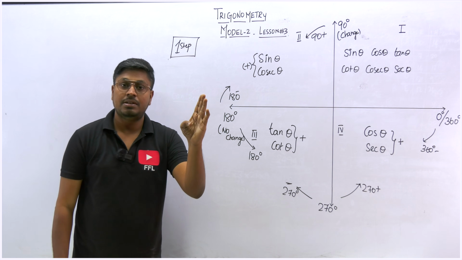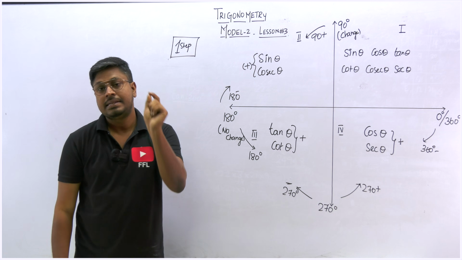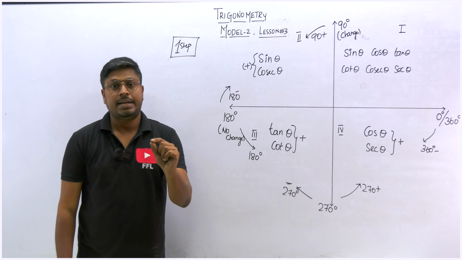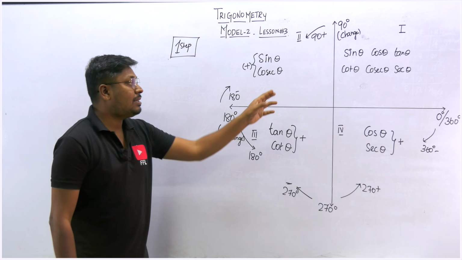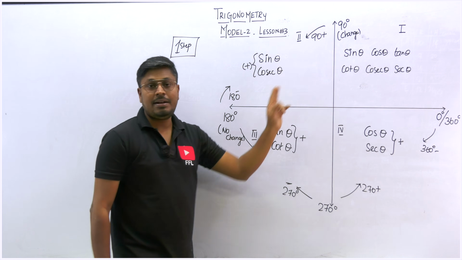All values are positive in the first quadrant. Second quadrant, Silver, starting with the letter S, which means sine, and its opposite will be cosecant. So these two will be positive. Other than these two, all the remaining trigonometrical angles in the second quadrant will be negative.